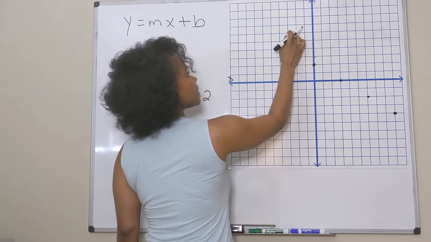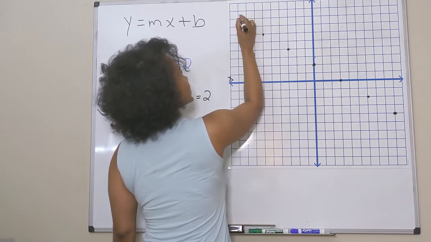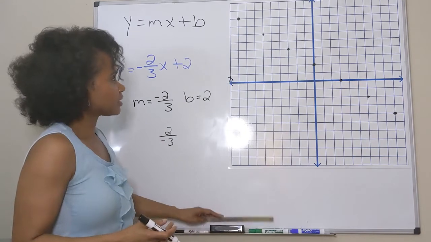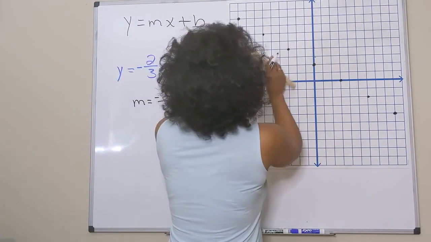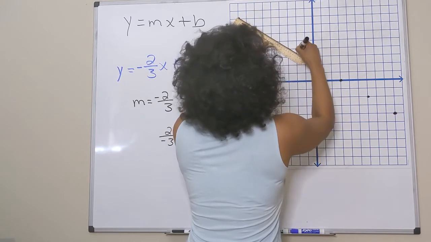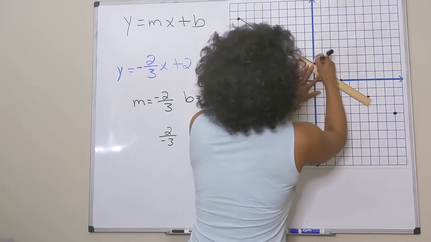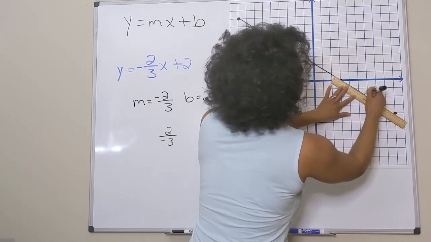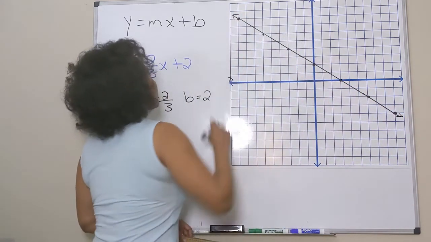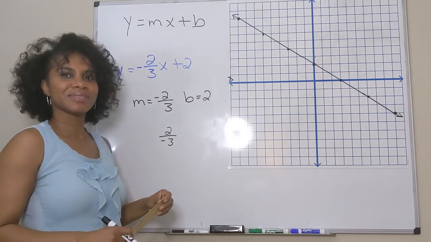Up 1, 2, back 1, 2, 3. All right, and now I see that those points are all on the same line. And drawing your line, again, trying to get it as straight as possible on this large graph. And I have graphed this equation of this line, y equals negative 2/3 x plus 2.